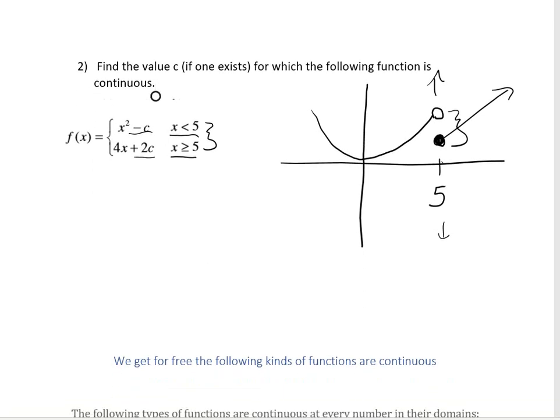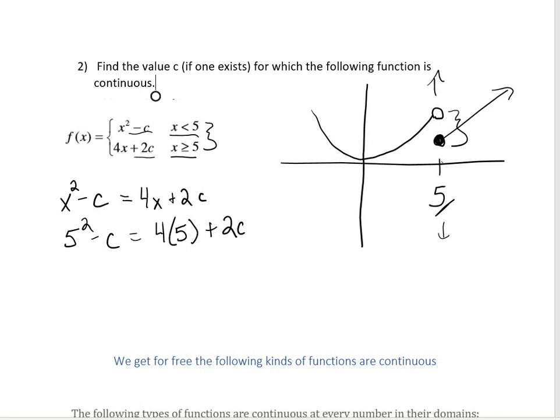So here's what we're going to do: we want x squared minus c to be equal to 4x plus 2c. But remember, we don't need them to be equal everywhere, and they're not going to be equal everywhere. We just want them to be equal when x equals 5. So we're going to plug in 5 squared minus c equals 4 times 5 plus 2c. Now that's going to get us 25 minus c equals 20 plus 2c. And when we solve this, we're going to get c has to equal 5/3.